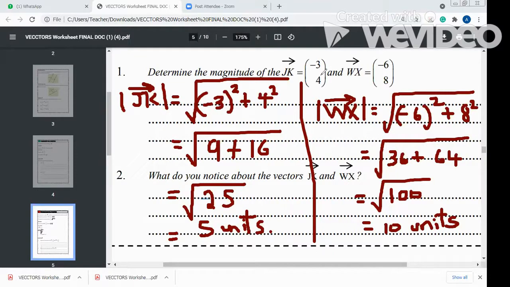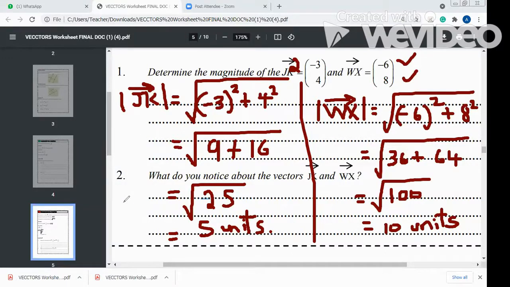They're parallel. Because as you can see, if you multiply JK by 2, wouldn't you get double X? What's 2 times negative 3? Negative 6. What's 2 times 4? 8. All right. So to answer that question, what do you know about the vectors JK and double X? They are parallel.